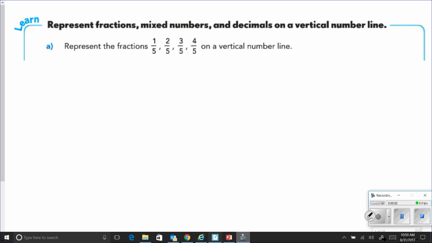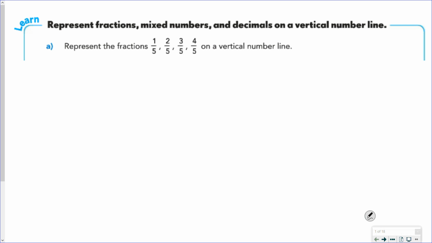All right, so today we're going to continue our lesson on the number line, and we're going to start here by representing fractions, mixed numbers, and decimals on a vertical number line. So if we remember from the previous lesson, a vertical number line goes up and down. So we're going to start here at the bottom.